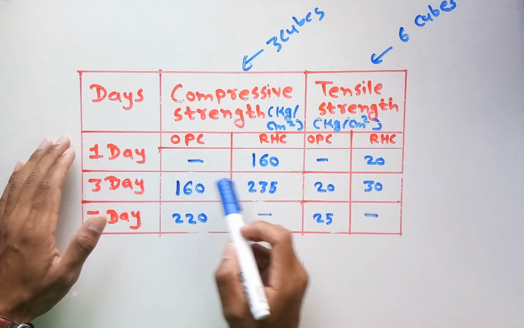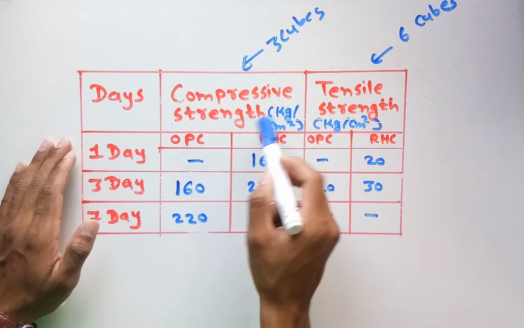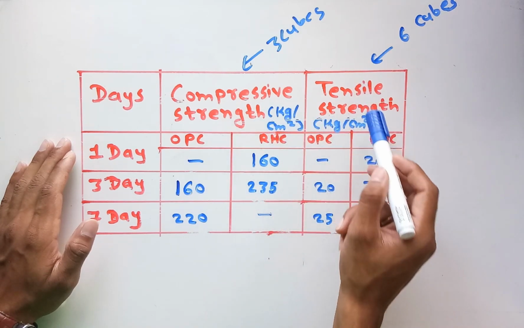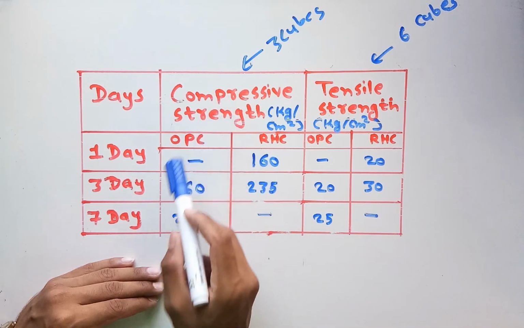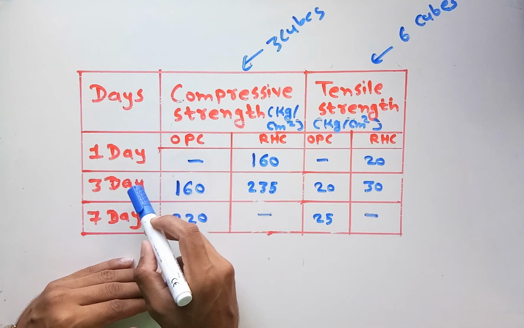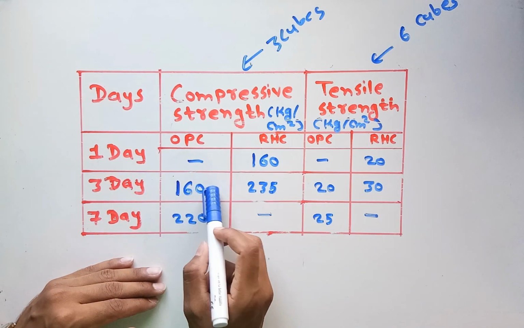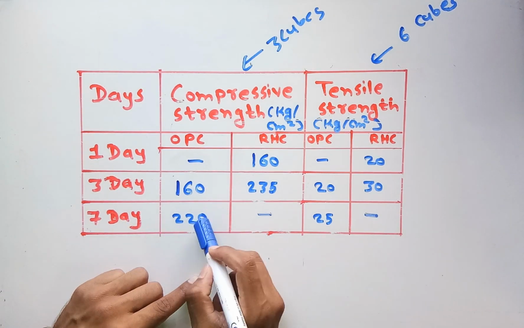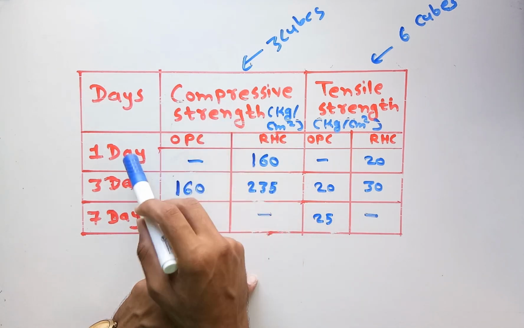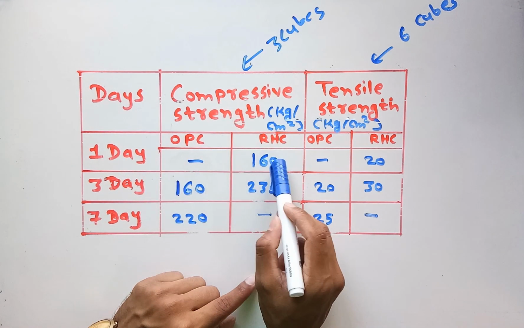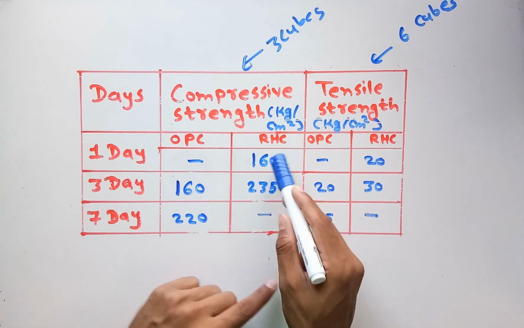Now we will see the chart of these strengths. Compressive strength, once again we revise it here, is represented in kg per centimeter square, and tensile strength is also represented in kg per centimeter square. In compressive strength, if we use OPC, after 3 days the strength is 160 kg per centimeter square, and after 7 days around 220. If we use rapid hardening cement, the compressive strength after 1 day or 24 hours is around 160, and after 3 days around 235 kg per centimeter square.